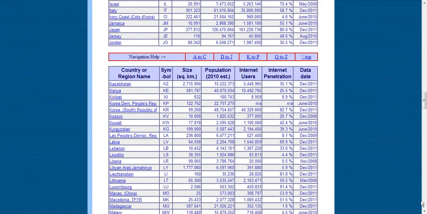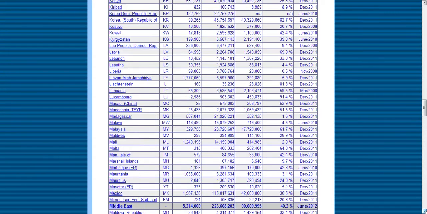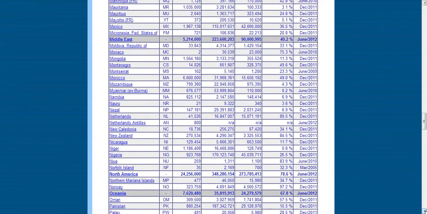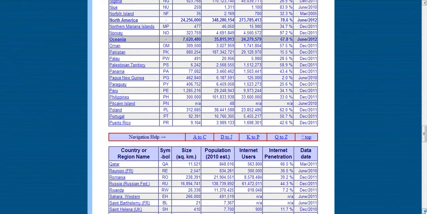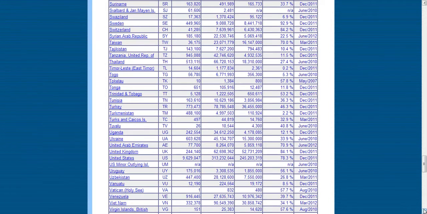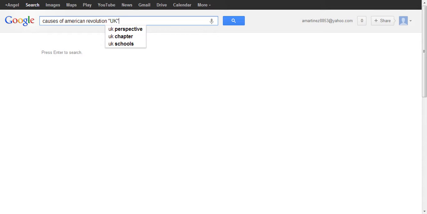Can you find the symbol for the United Kingdom for me? I can look and see. Okay, it looks like it's UK. UK is right. So how can we find information in the UK? If you don't know what the UK stands for, it's the United Kingdom. So let's try something. Let's try to find some information, and let me show you how it would be done.